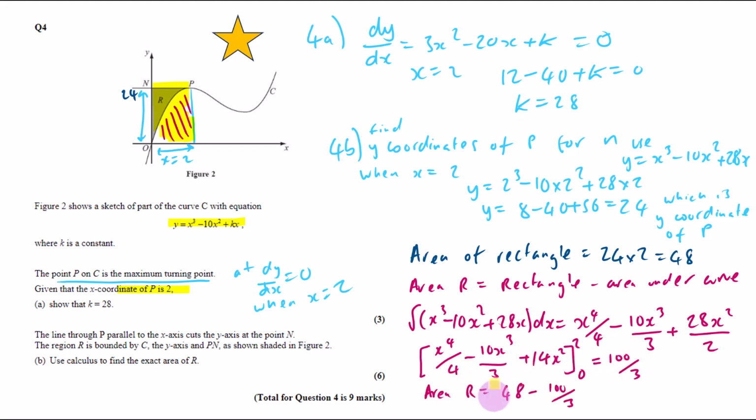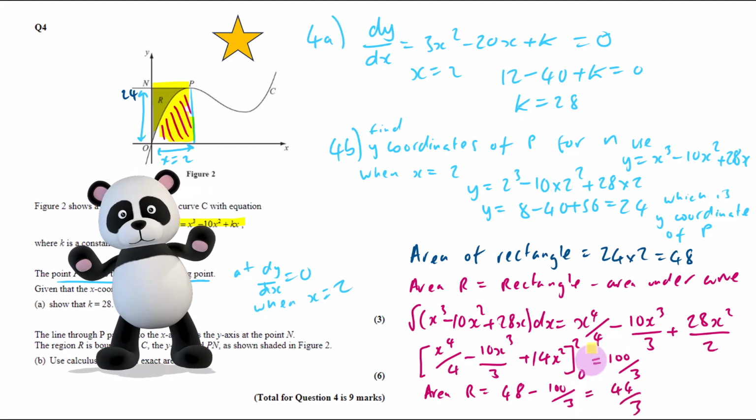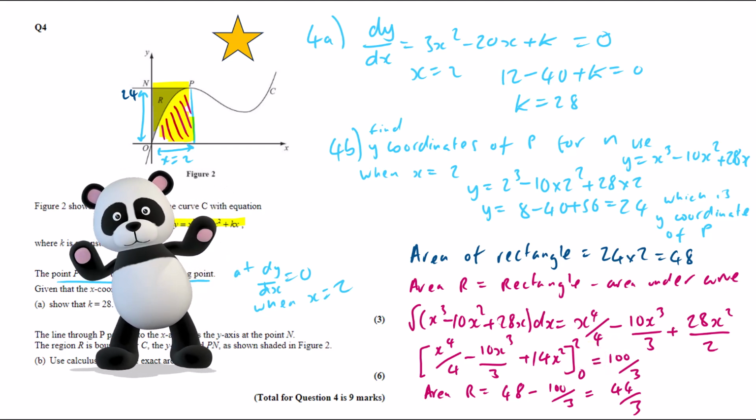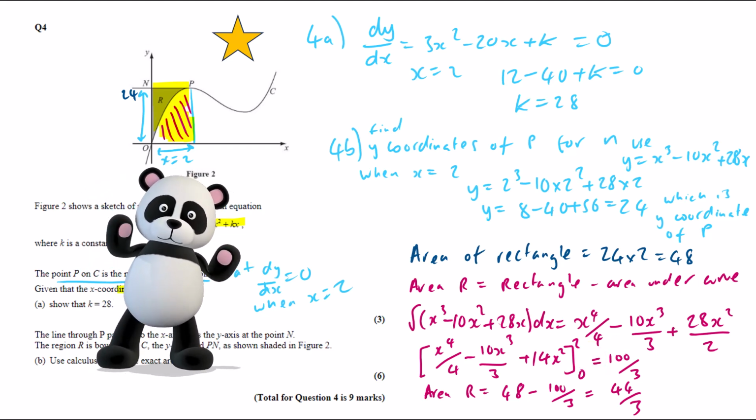And so the area of R equals 48 minus 100 over 3, and the answer is 44 over 3. That's easy marks if you can remember how to do this. Right, let's look at this question.